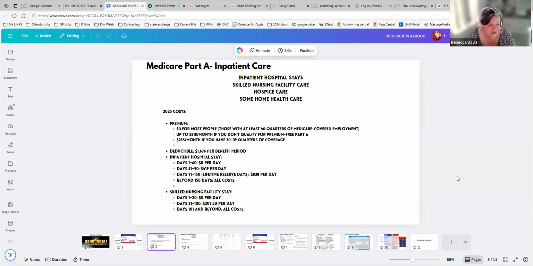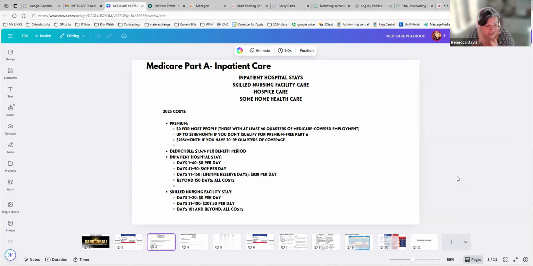You can actually get hit with it multiple times a year. It depends on how you go in and out of the hospital. Say you check in the hospital on January 1st for a heart attack, you're going to pay $1,676. And let's say within 60 days, you go back into the hospital for heart issues, chest pains again, they're not going to hit you with it again. But let's say you go back into the hospital 63 days later and you broke your foot, you're actually going to get hit with that deductible again.